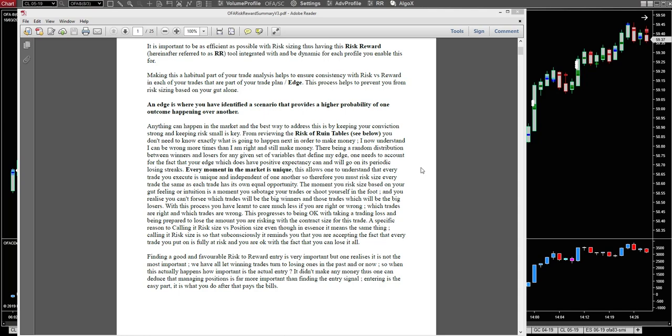One needs to account for the fact that your edge, which does have positive expectancy, can and will go on its periodic losing streaks. Every moment in the market is unique. And this allows one to understand that every trade you execute is unique and independent of one another, so therefore you must risk size every trade the same, as each trade has its own equal opportunity. So with this in mind, I'd just like to take you next to the risk of ruin tables, which is a small statistics map, just to cover an example of this.